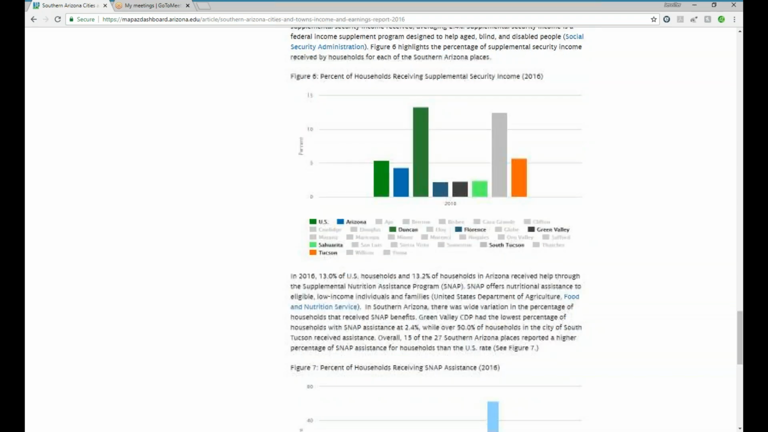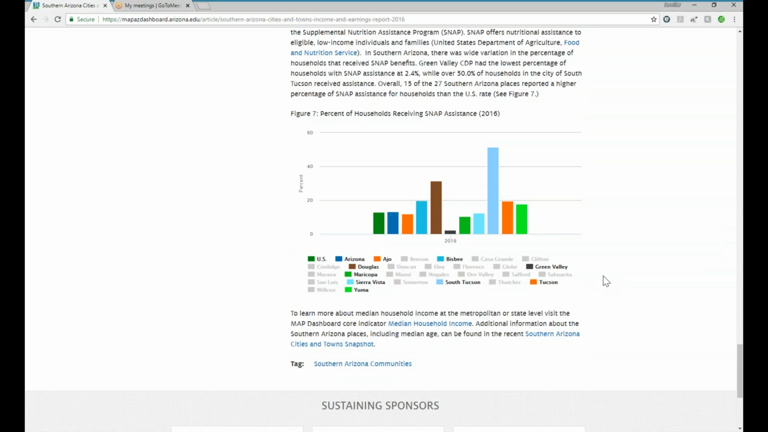We'll scroll down here and look at SNAP assistance. SNAP is the Supplemental Nutrition Assistance Program. This is a federal program that offers nutritional assistance to eligible low-income individuals and families. So again, we see Green Valley, with a high percentage of retirees, has a very low rate of those receiving SNAP benefits. The U.S. and Arizona are right around 13%, and South Tucson is at 51.4%.